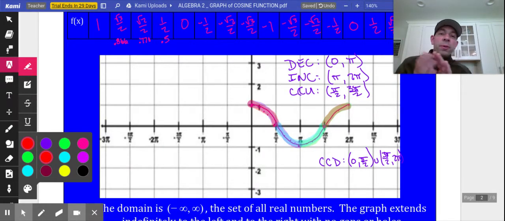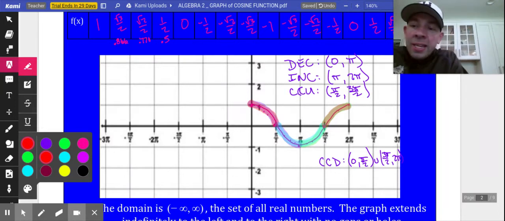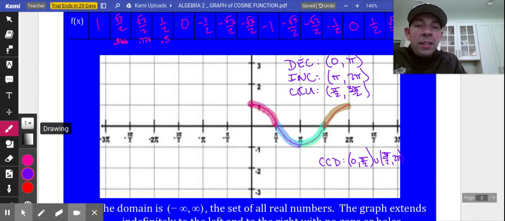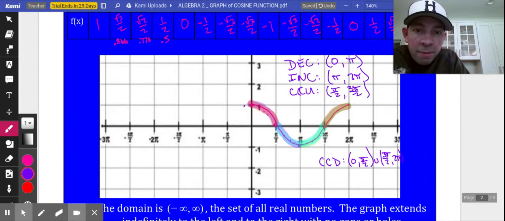So not only do we focus on the behaviors of increasing and decreasing, but if you can start to think about the concavity of this graph, that's going to carry you a long way to making some really nice drawings here today. Now, I still want to talk about the left-hand side, and the values are going to look like this.